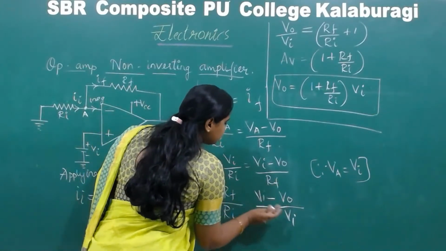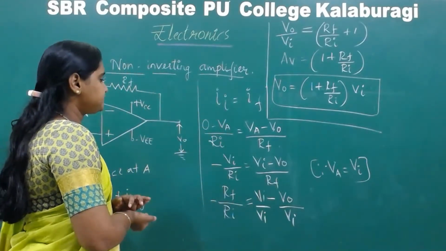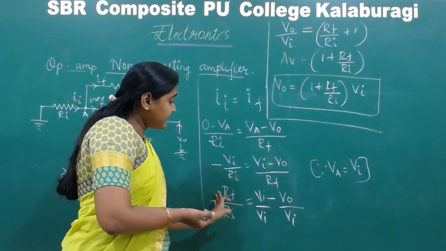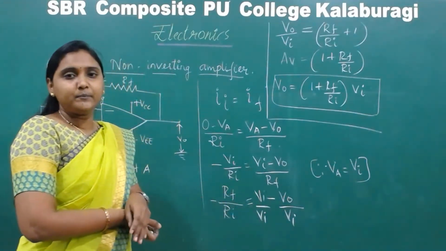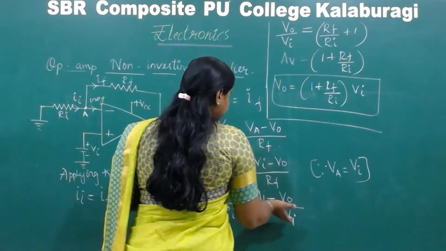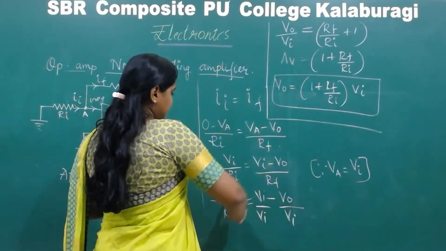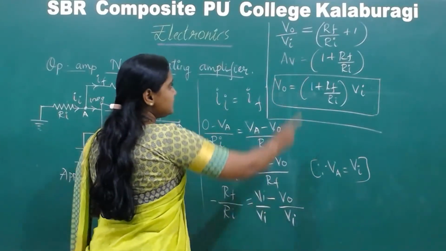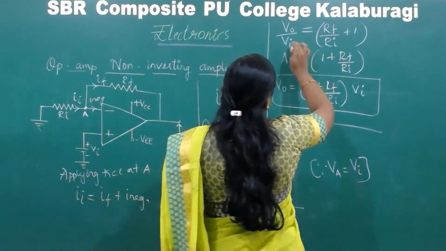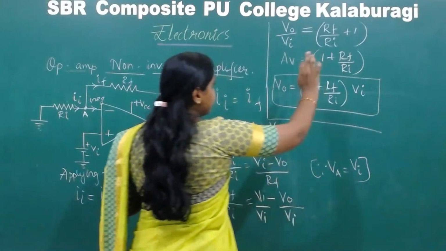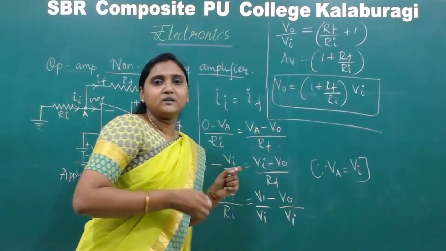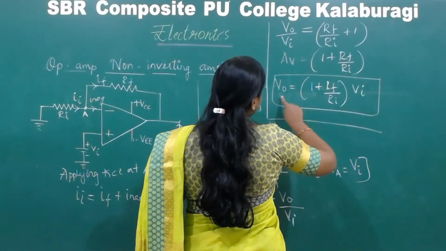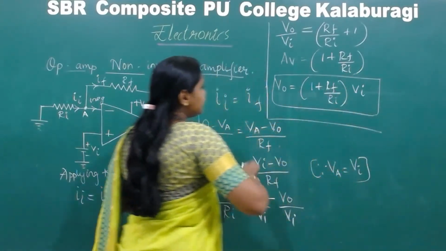So now, if I take this term V0 minus VI this side, and if I take this term RF minus of RF by RF that side, both the minus signs will be cancelled. Okay. So writing this V0 by VI here and taking the RF by RF that side, both the terms have become positive now. Keeping VI by VI, that is equal to 1 in its original position. That's why V0 by VI is equal to RF by RI plus 1, where V0 by VI is the gain, otherwise the ratio of output to input, given by 1 plus RF by RI. V0 is equal to 1 plus RF by RI into VI is the expression for V0.